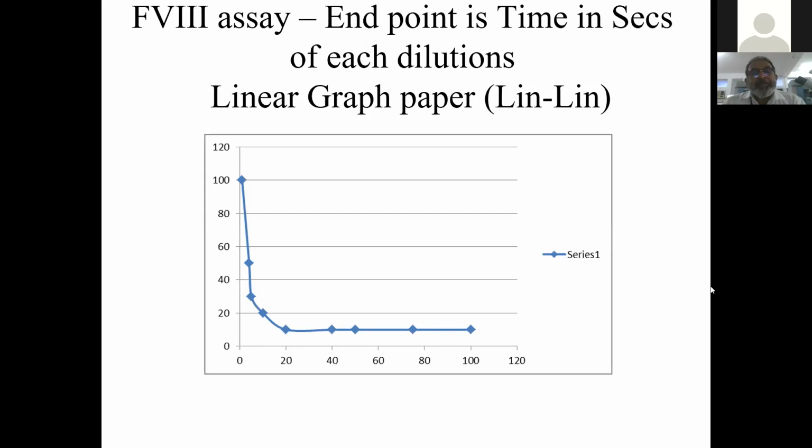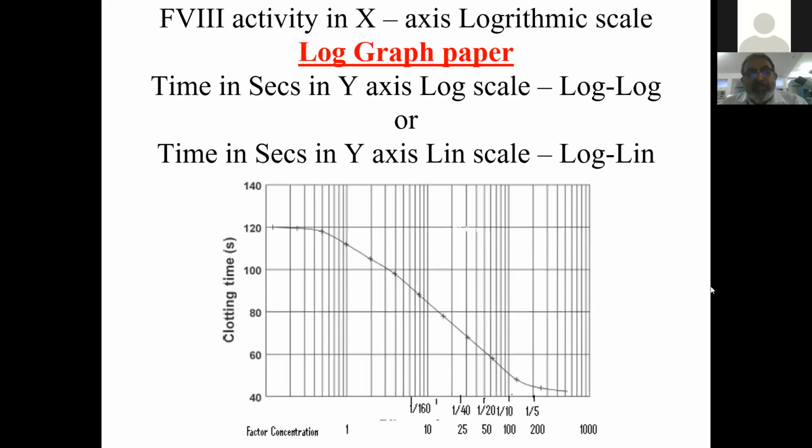So we realize that the activity that we are measuring is the activity part of factor VIII. And we realize that the biological activity of any protein has to be linear only on the logarithmic scale. So we need to convert this linear graph paper to accommodate a logarithmic scale. So now if you look at it, this is a log-lin graph paper where the biological activity of factor VIII is along the x-axis, while the timing or the endpoint is along the y-axis, which is linear. So this is a log-lin graph paper.